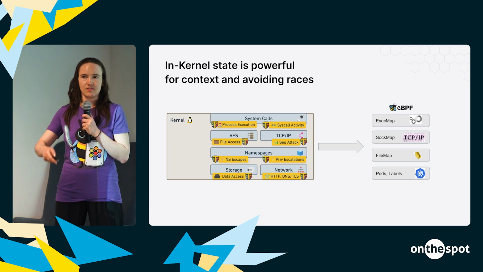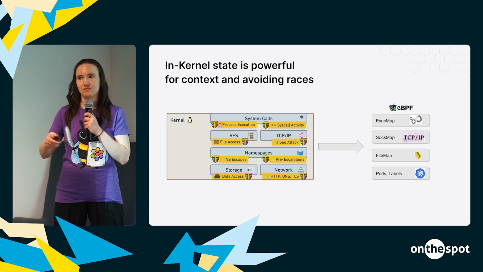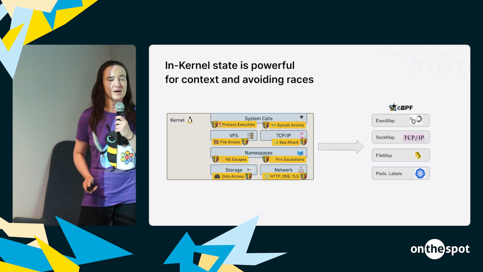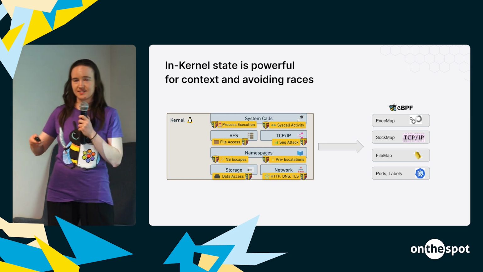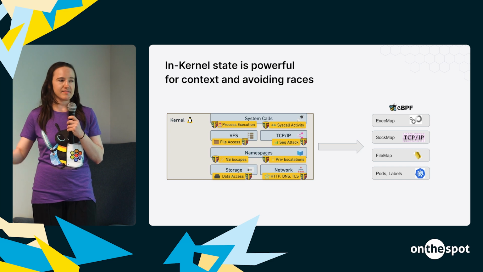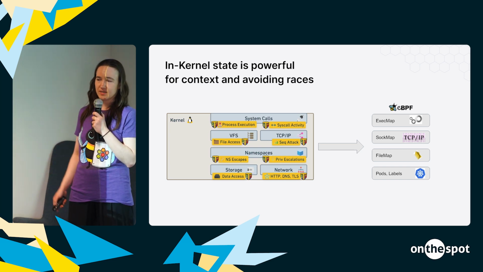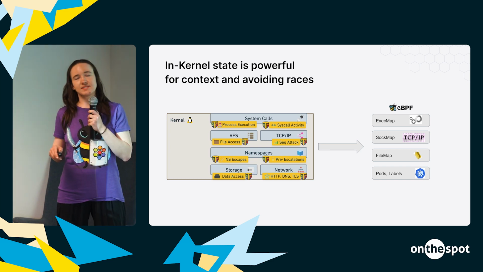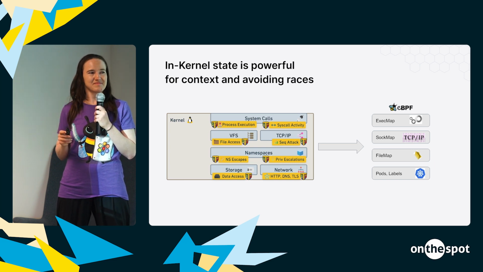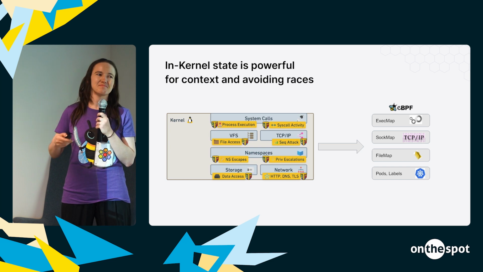We store all the processes that we saw, we call it the exec map. Then we store sockets that were opened in a socket map. Then we have maps for files and for Kubernetes metadata. The Kubernetes metadata part is what is really powerful.